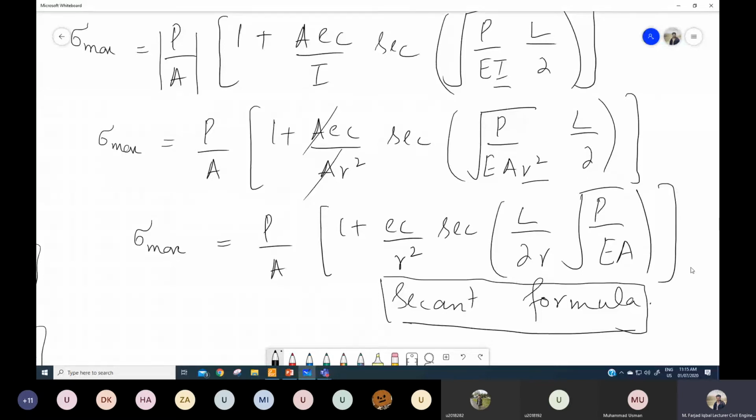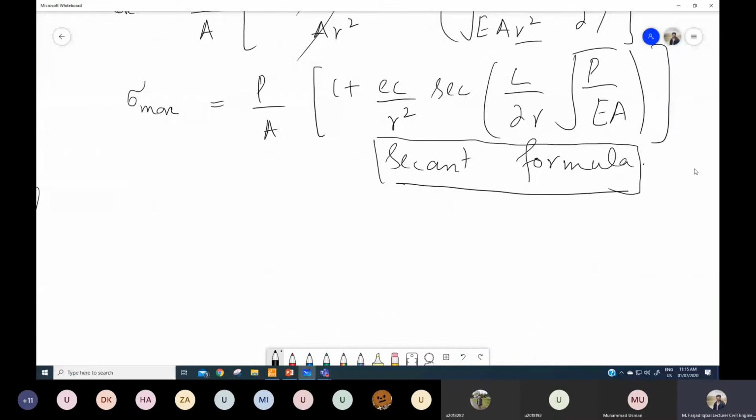And now let's talk a little about the application of this formula. Student: Sir, radius of gyration and eccentricity will be given in every case, right? Of course, because this radius of, I'm coming to this point.